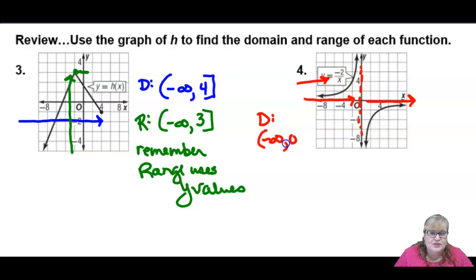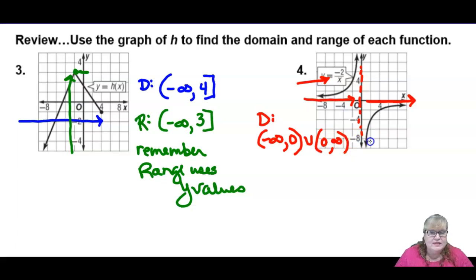up to 0, but not including 0. That's why we use the parenthesis. And then on this side, it starts again right to the right of 0 and continues on. Now, you have to say up to 0, but not including 0. That's why we state on the left it goes up to 0, right up to it, but not including. And then on the right it does the same.